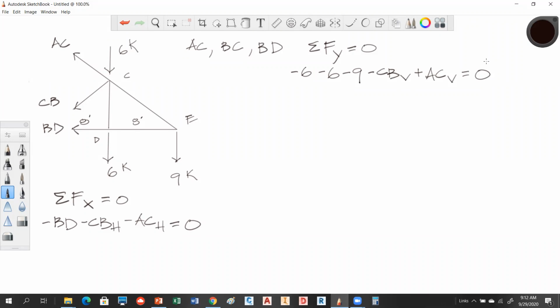Yeah, it looks good. Okay, so when we sum these, that becomes a negative 21, so we can bring that over as a positive if we want. So essentially, this tells me negative CB vertical plus positive AC vertical is 21 kips. But we know nothing about the distribution of those, right?